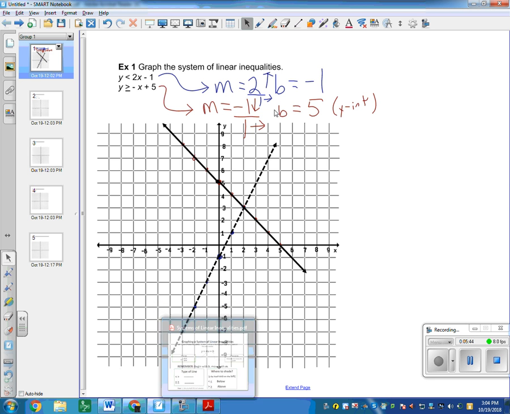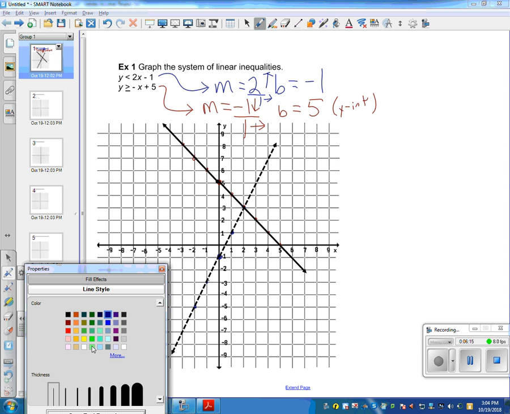And now we have to decide the shading. To decide the shading, you're going to rely on your inequality symbols where y is all by its lonesome. Here's the thing: when these two lines crossed, they made 4 sections of our coordinate plane, 4 wedges. And there can only be one winner. Only one of those 4 sections is going to get shaded. Let's see if we can figure out where that's going to be.